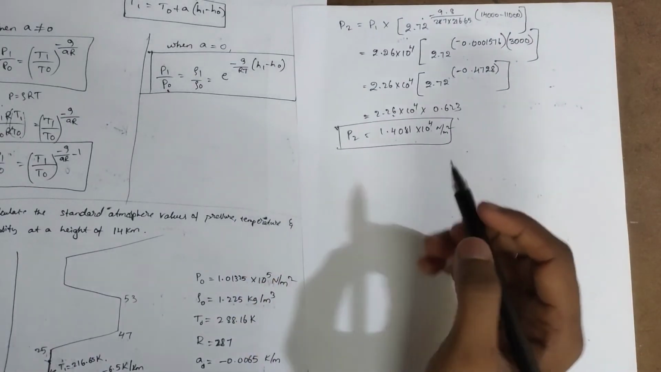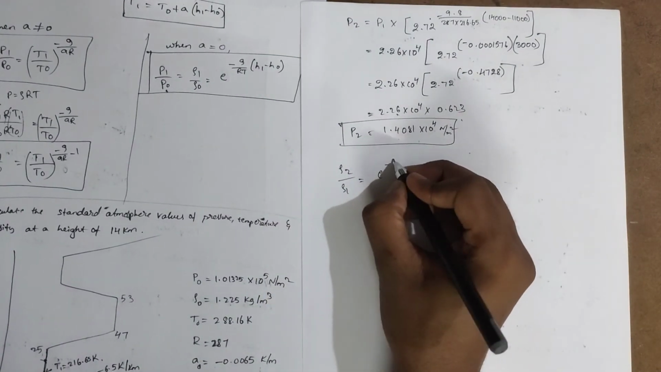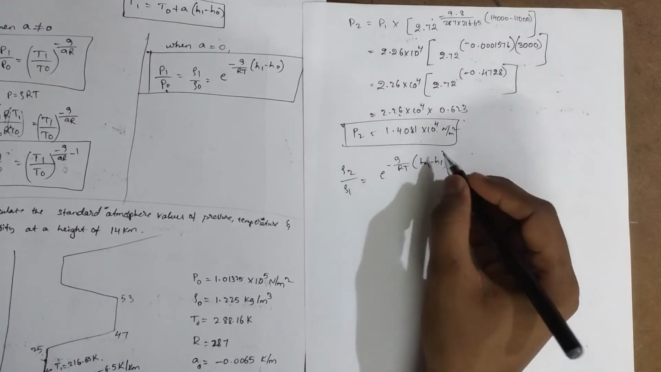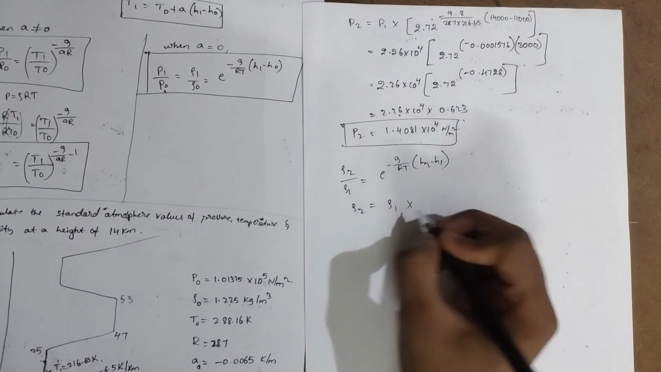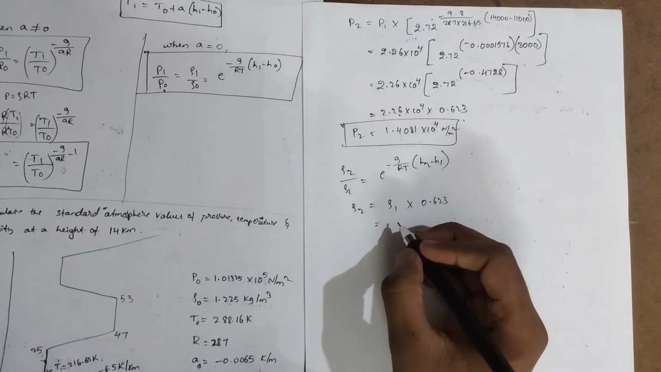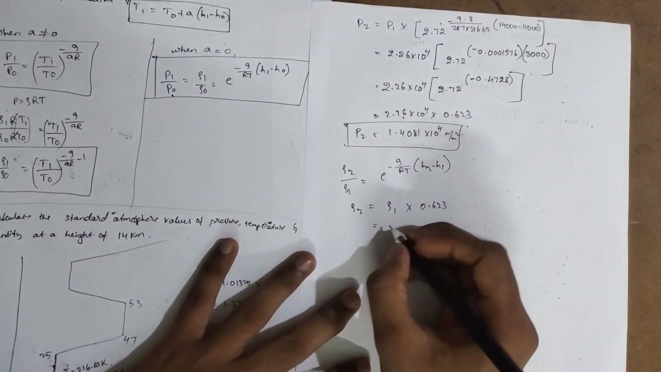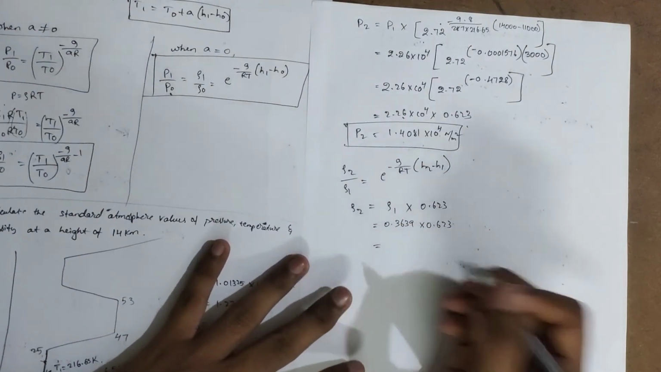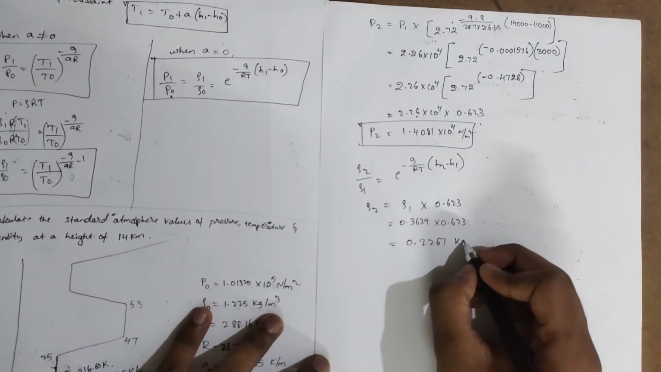So we'll get P2, and then we have rho 2 by rho 1 equal to e power minus g by RT into (H2 minus H1). This RHS term is the same, so we can directly multiply: rho 2 is equal to rho 1 into this whole term, that is 0.623. So rho 1 is 0.3639 into 0.623, which is equal to 0.2267 kg per meter cube.